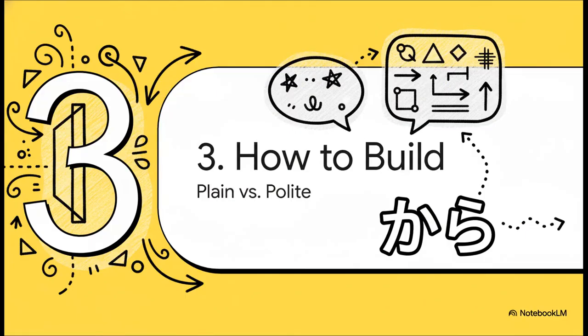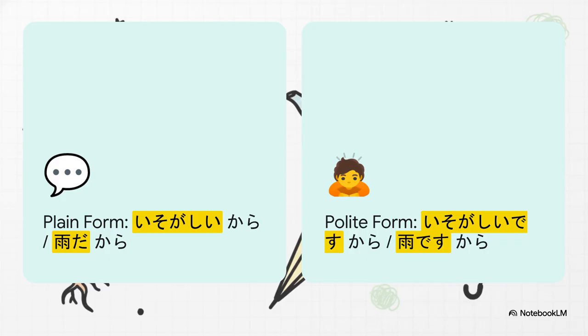All right, moving on to section 3, how to build sentences, looking at plain versus polite forms. We've got the basic structure down. Now let's see how this actually works in practice. And what's really great about kara is just how easily it fits into both casual, everyday speech and more formal situations. Just take a look at how simple this is.